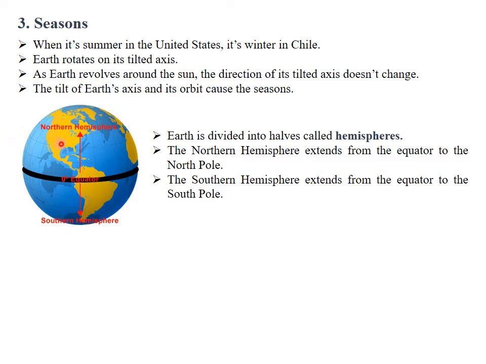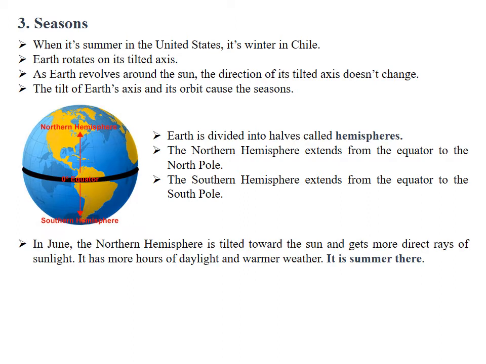Earth is divided into halves called hemispheres. The northern hemisphere extends from the equator to the North Pole. The southern hemisphere extends from the equator to the South Pole. In June, the northern hemisphere is tilted toward the Sun and gets more direct rays of sunlight. It has more hours of daylight and warmer weather, so it is summer there.